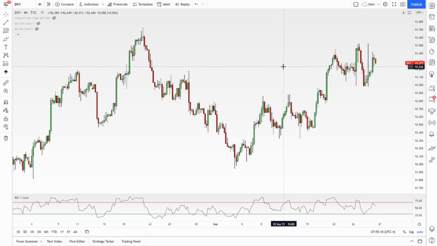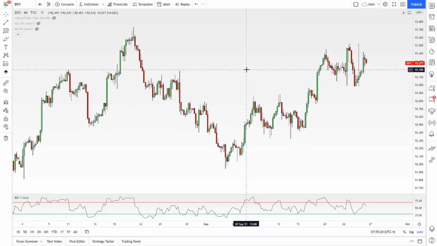With that said, let's go ahead and jump into our first chart today, which is going to be the DXY. This is the US dollar index. And for those of you who are newer to foreign exchange and you don't know what DXY means, it's actually the US dollar currency index.